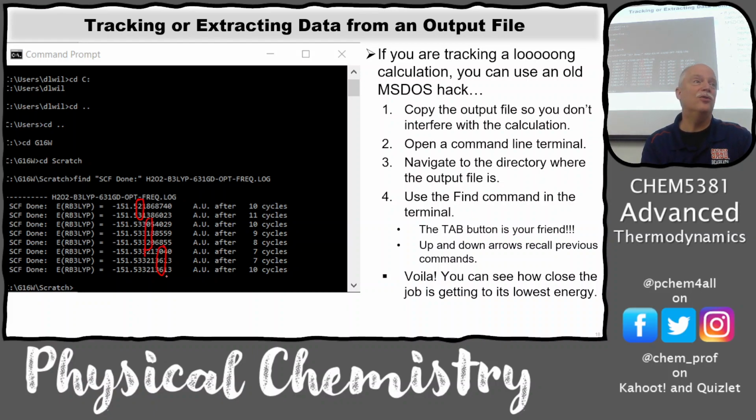So it's getting close. It's going down to find the bottom of the well. So the changes now are really tiny. And so we know that this calculation is getting close to finishing. In fact, it is finished. It's done. But you can see how close the job is getting to its lowest energy by seeing where those are changing. You could plot this. This would be the energy that it's doing while it's optimizing the geometry.